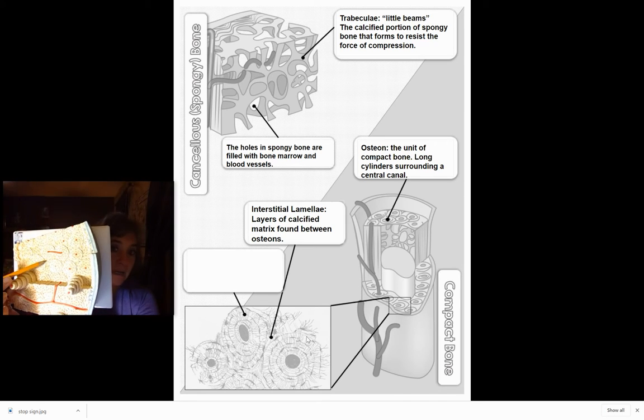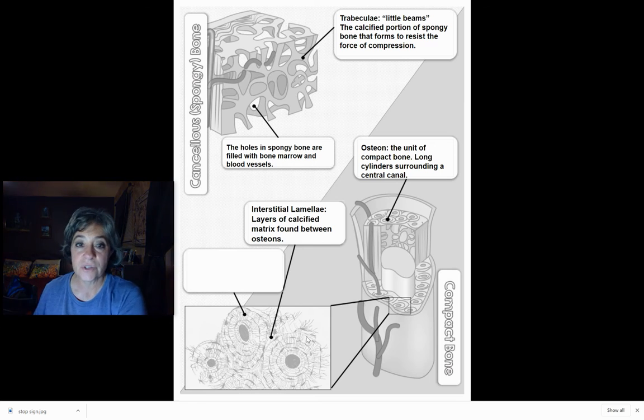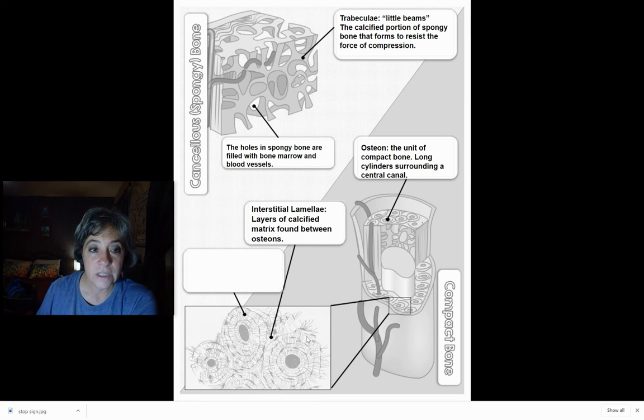In between the osteons, you have this calcified matrix or material, and that's called the interstitial lamella. Interstitial lamella. So layers of calcified matrix that are found between the osteons.